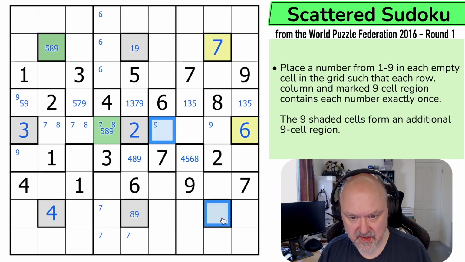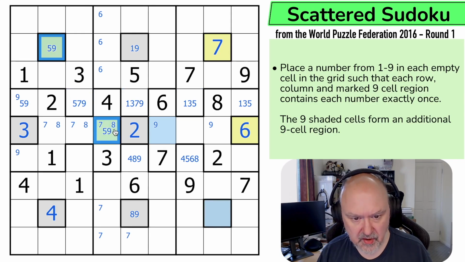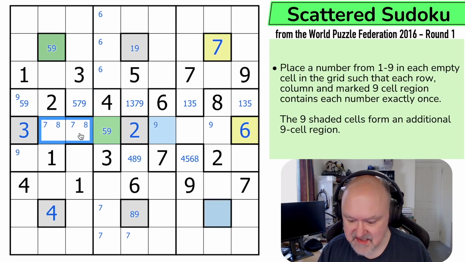What can these be? But this needs to go into one of those. So they can't be 8. This is only 5 or 9. So this can't be 7 or 8. So this is a 7, 8 pair.